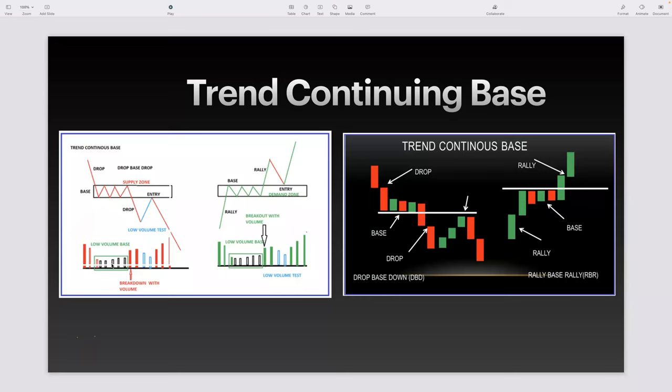When it's forming these bases, all you can do is watch it and be prepared for it to break to the upside or break to the downside, right?